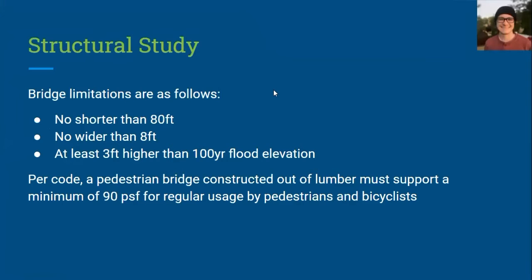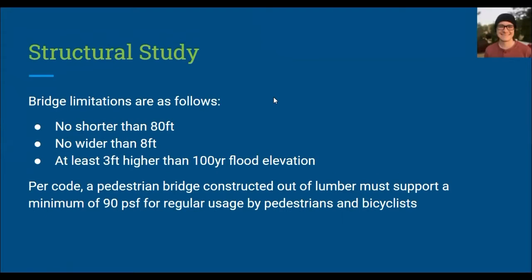For the structural study, we were given limitations for the bridge. The bridge could be no shorter than 80 feet, no wider than 8 feet, and had to be at least 3 feet higher than the 100-year flood elevation. And as per code, a pedestrian bridge constructed out of lumber must support a minimum of 90 pounds per square foot for regular usage by pedestrians and bicyclists.